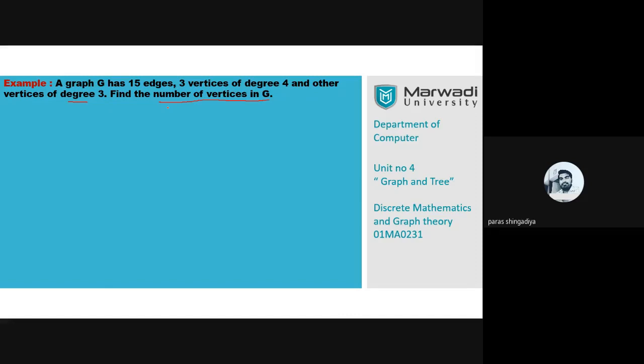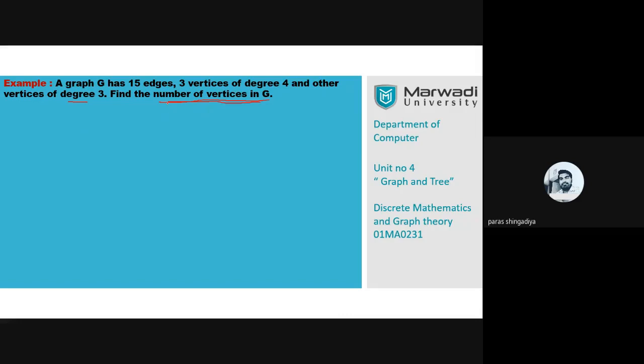Edges are mentioned, 15 edges. Degree is defined there, 3 vertices of degree 4 and other. Suppose the graph has n vertices, okay. The number of vertices is an unknown value right now. So let us take, there are n vertices in this graph. So among the n vertices, 3 vertices are of degree 4 and the remaining n minus 3 are of degree 3. Clear? It means other vertices are of degree 3. So find the number of vertices. That is the question for us.